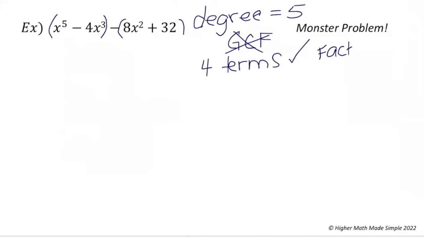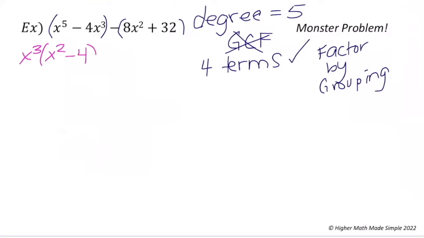When we use factor by grouping, it does involve knowing how to use the greatest common factor method. So if we take out an x to the third from the first group, we're left with x squared minus 4. And if we take out a negative 4, oh, we can even take out something larger, can't we?